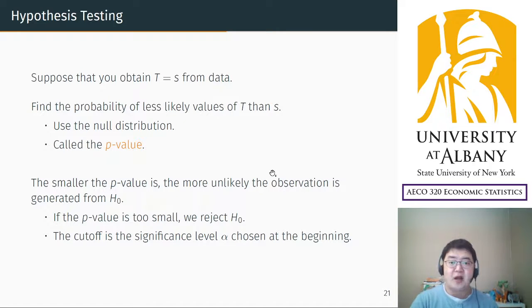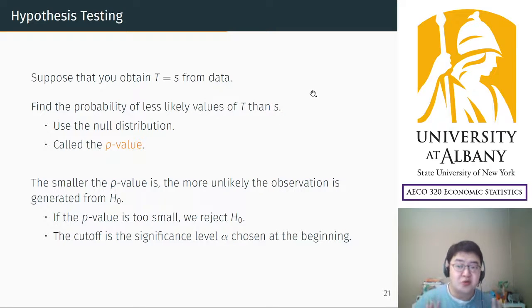Okay, now we define the test statistic and we know the null hypothesis and null distribution. Then you calculate the test statistic from the data and compare where it is. Think about where it is. Suppose that you obtain a test statistic equal to s, a certain value, right? And I will find the probability of outcomes of T which are less likely than s.